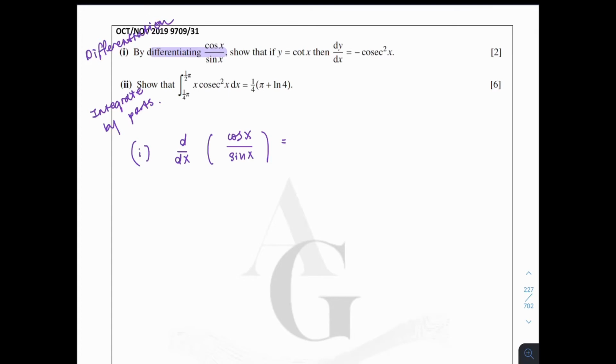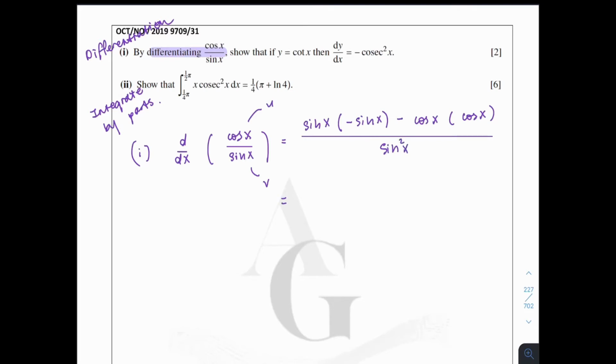According to the quotient rule, the first thing is to copy the v. The upper part is your u, the bottom part is your v. So copy the v, which is sin x, differentiate u, differentiate cos x, we will get negative sin x, minus copy the u, which is cos x, and differentiate the v, differentiate sin x, we will get cos x, over v square, which is sin square x.